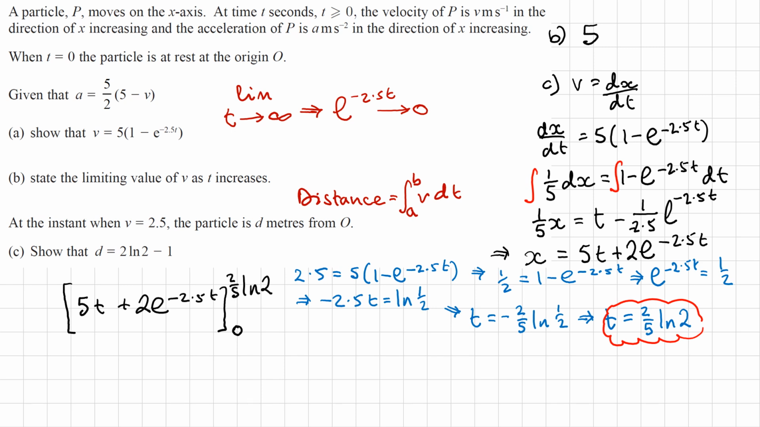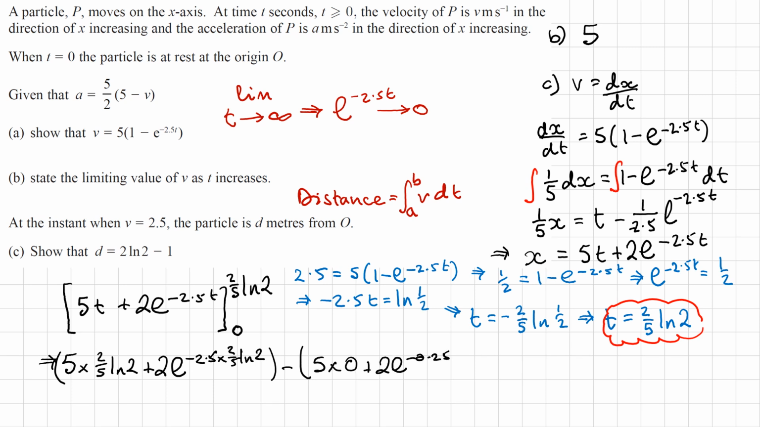So now just the substitution. So 5 times 2/5 log 2 plus 2 times e to the negative 2.5 times 2/5 log 2, minus 5 times 0 plus 2e to the negative 2.5 times 0. So first of all, the 5's here will cancel out, just leaving 2 log 2.